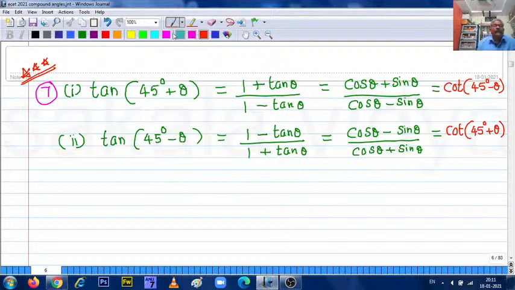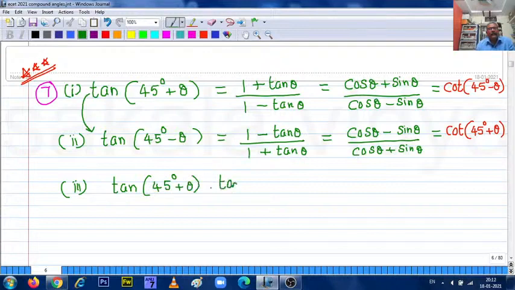One more important thing to remember: if you multiply these two, what do you get? Tan of 45 degrees plus theta multiplied by tan of 45 degrees minus theta. See, it's very simple. 1 plus tan theta into 1 minus tan theta multiplied by 1 minus tan theta into 1 plus tan theta. Wonderful, Pavan. So you will be getting 1. Tan of 45 degrees plus theta into tan of 45 degrees minus theta is equal to 1.